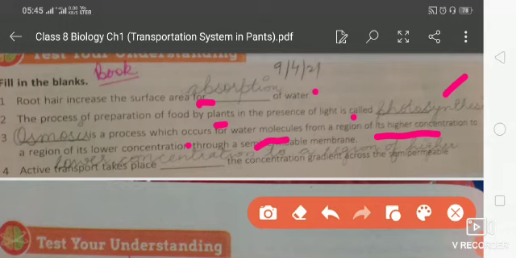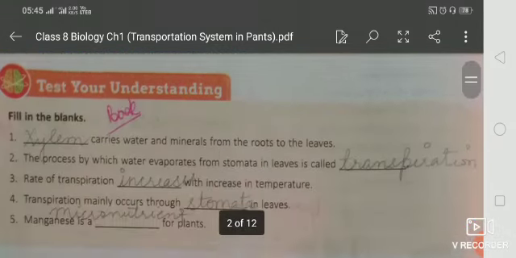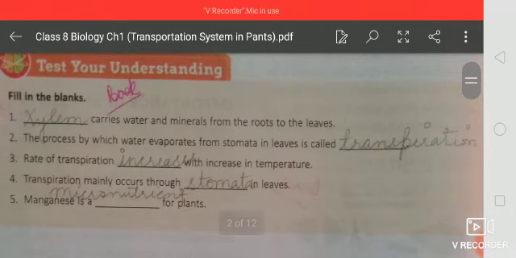Next one is active transport. Here it takes place from a region of lower concentration to a region of higher concentration against gradients across the semi permeable membrane. Next one is which carries water and mineral from the root to the leaf. So you will fill here the xylem.